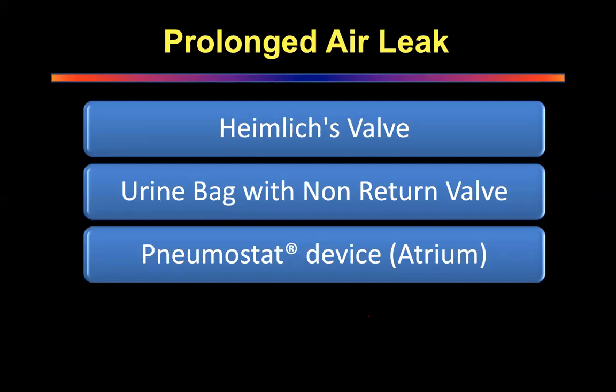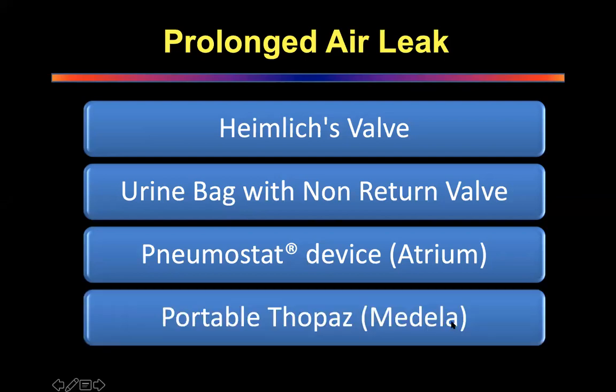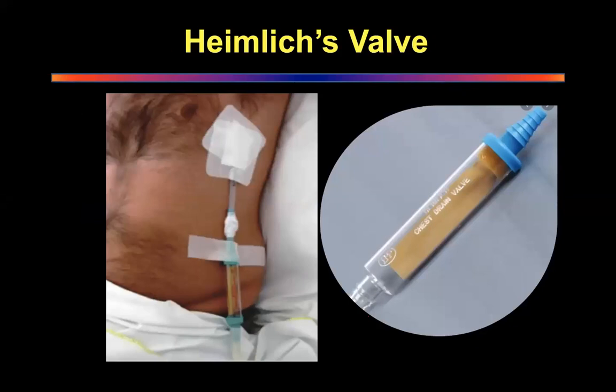Then you have certain devices which you can connect and the patient can take home. So there is something called a pneumostat device from Atrium, and there is a portable topaz, a small size topaz which they are making. So you send the patient home with these things. The idea of putting these valves is that you quickly mobilize the patient and send them home. I'll tell you what my practice is in a minute.